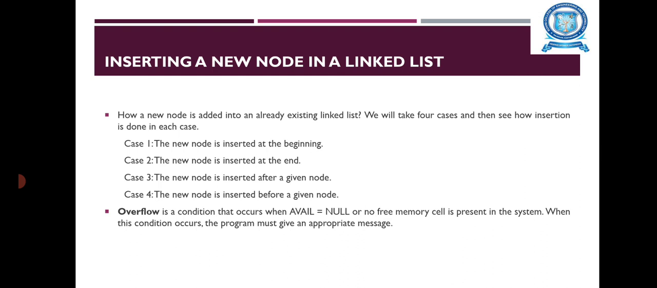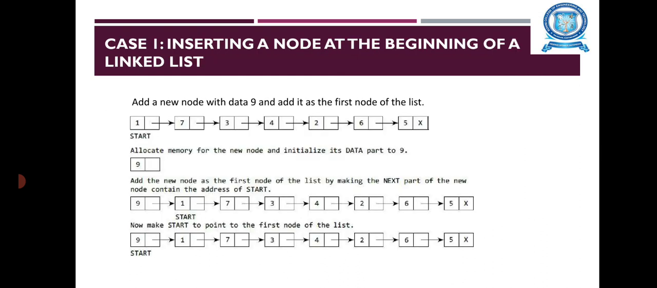The next one is the important definition of inserting into a linked list: overflow. Overflow is a condition that occurs when AVAIL equals null, or no free memory cell is present in the system. When this condition occurs, the program must give an appropriate message. At first, we are going to see case 1.